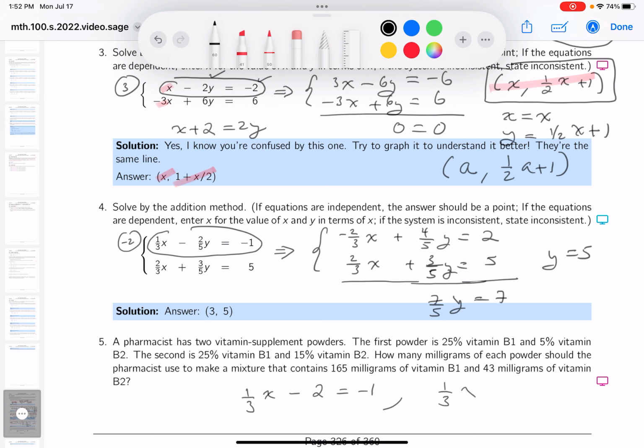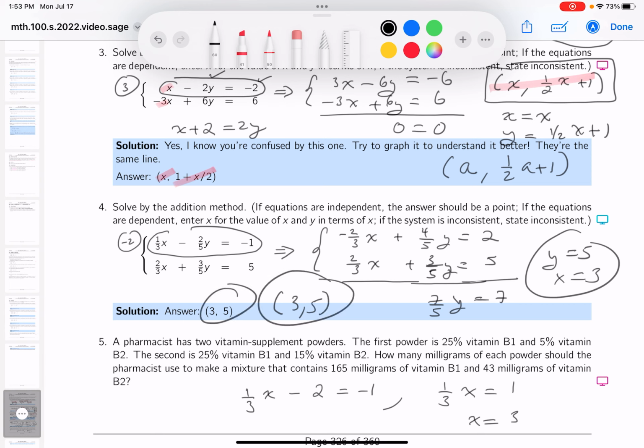So what do you get? 1/3 of an x. I'm going to add 2 to both sides. I get 1, so x would have to equal 3. As an ordered pair, I'd write down 3, 5. Are we getting the same answer? We are.